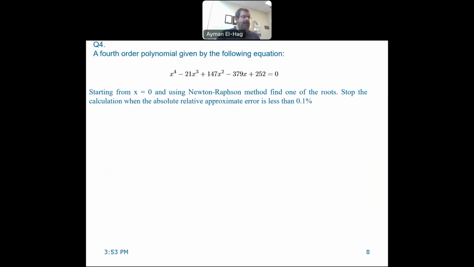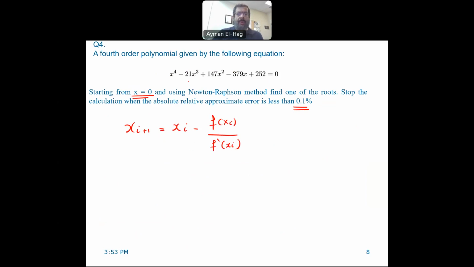Now let's see the last question here. We have a fourth order polynomial, and starting from x equal to 0 using the Newton-Raphson method, we want to find one of the roots. Stop the calculation when the absolute relative approximate error is less than 0.1%. Okay, so that is the criteria. Now, the general formula for Newton-Raphson is that x at iteration i plus 1 equals xi minus f of xi divided by the derivative of f at xi.